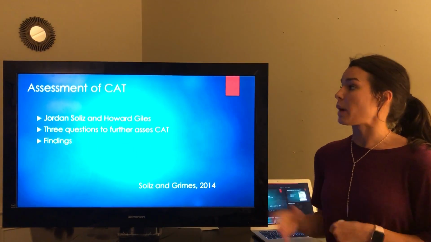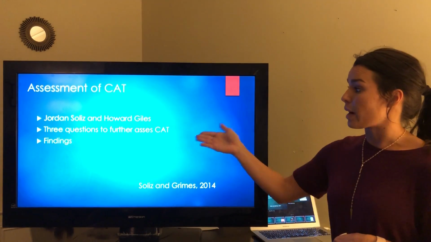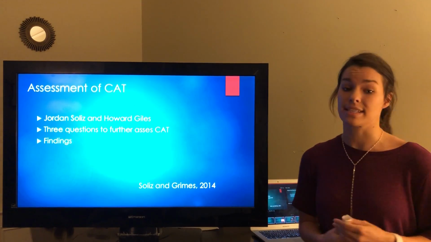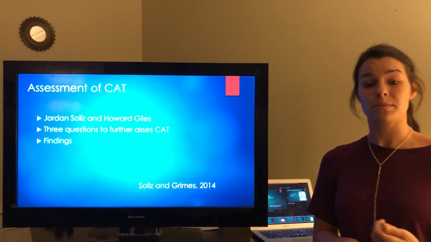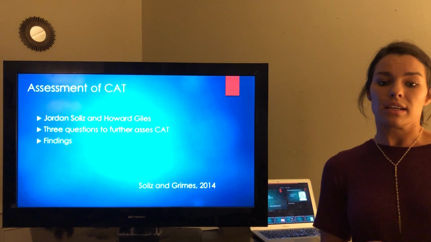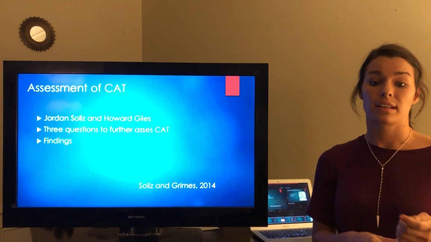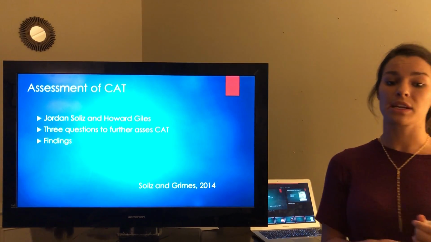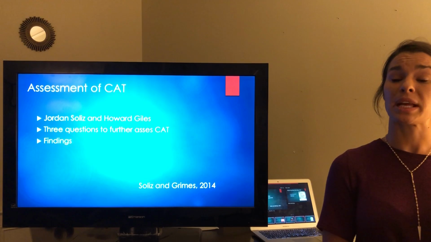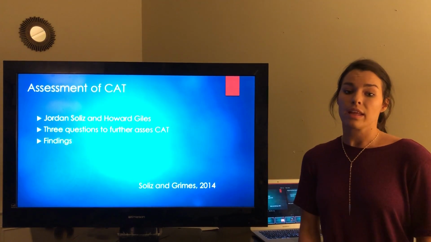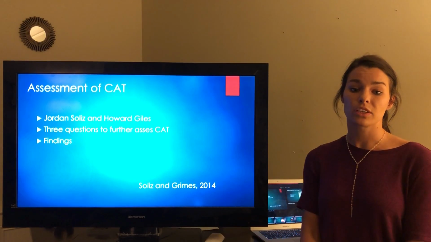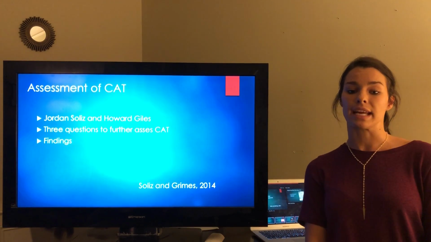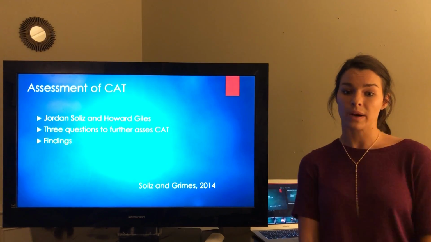Another way we assess CAT is from Solis and Giles. They had 3 questions to further assess it. The 3 questions were: first, in what contexts has CAT-based research been applied? Second, what is the overall effect size of accommodation behaviors? Third, what are the correlates and associated effect sizes of accommodation behaviors in CAT-based quantitative research?